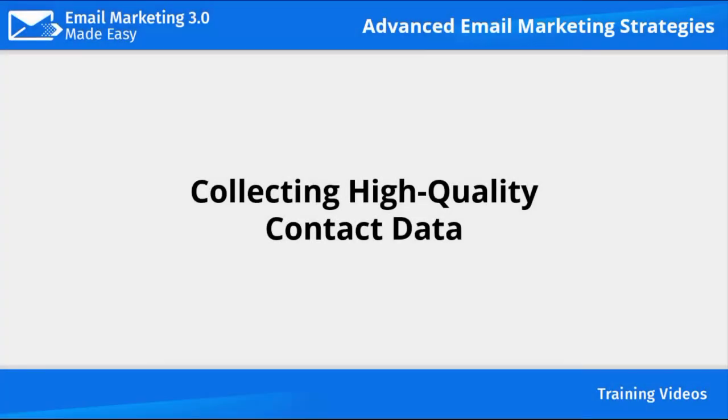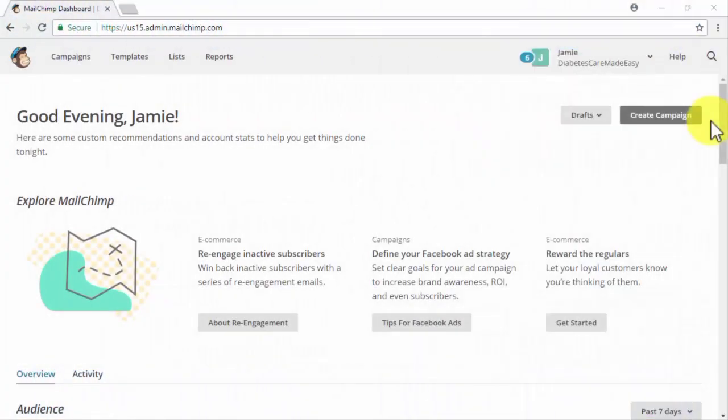Collecting high-quality contact data. Hey there, folks. Now that you know that you can segment your subscribers according to their attributes, we would like to show you a way to take segmentation to the next level: contact data collection. Data collection is easier to do than it sounds, and you'll only have to program additional data fields into your sign-up forms. These additional data fields will allow you to better target your subscribers with highly personalized campaigns.